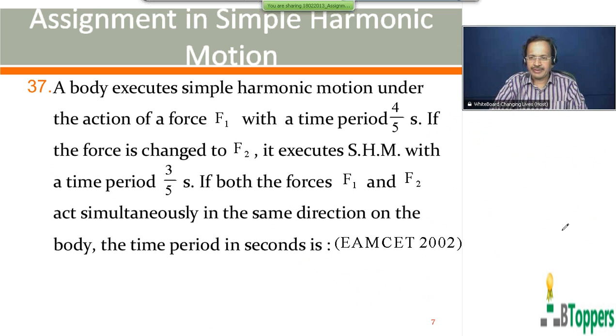See the question number 37. The body executes simple harmonic motion under the action of force F1. Its period is 4 by 5 seconds. The force is changed to F2. It executes simple harmonic motion with a time period 3 by 5 seconds. Both the force F1 and F2 act simultaneously in the same direction on the body. The time period in seconds is.